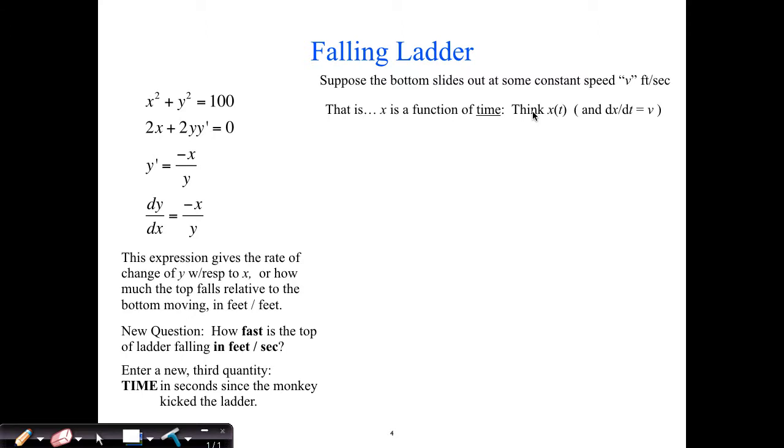And for any number or fraction of seconds, however much time has gone by, the distance x of the bottom of the ladder from the wall would be that amount of time times v. But we don't actually have to write out the formula for x of t. We'll just call it x of t. And I know that the rate of change of x with respect to time, dx dt, or x prime of t, is just this constant v.